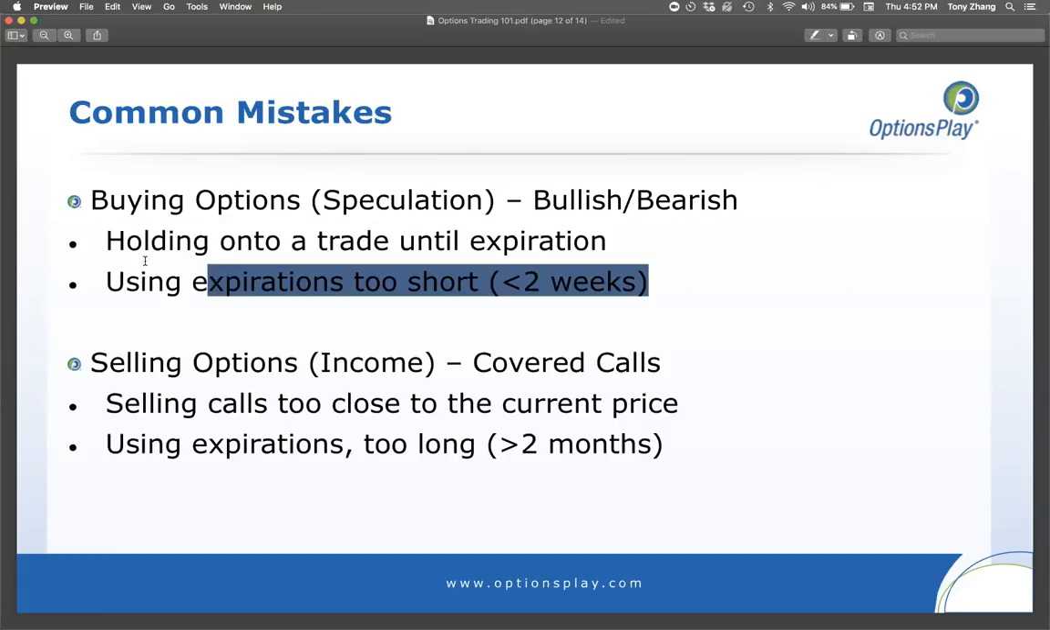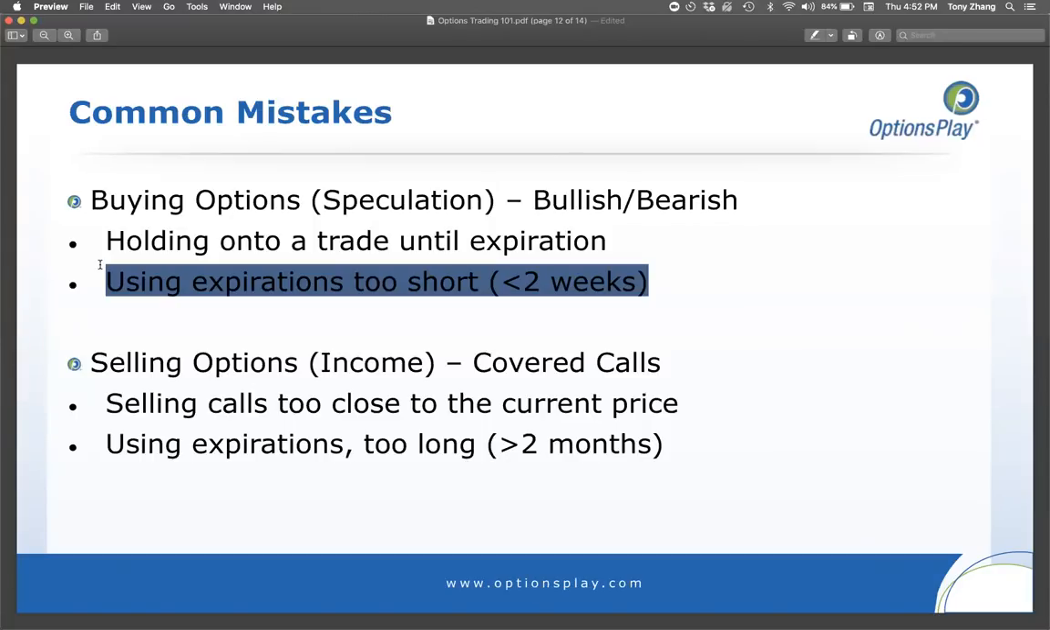Second, what we see is using expirations that are too short. If you're going to buy options, go out at least 1 to 2 months out to buy options. You don't want to buy an option that expires in a couple of weeks. Again, because of that time decay, it's going to work against you very heavily.